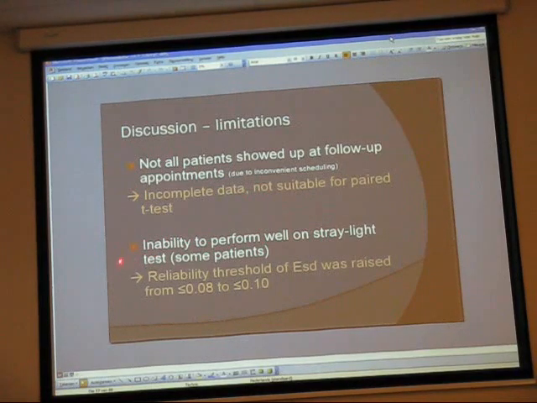And not all patients were able to perform well on the straylight test because they were predominantly of a mean age of 72 years. So this caused us to raise the reliability threshold of the straylight test from 0.01 to 0.1.